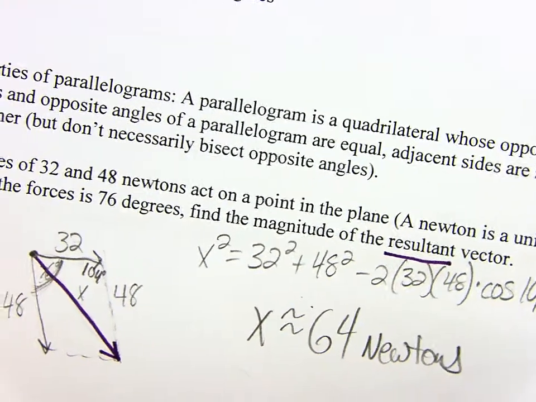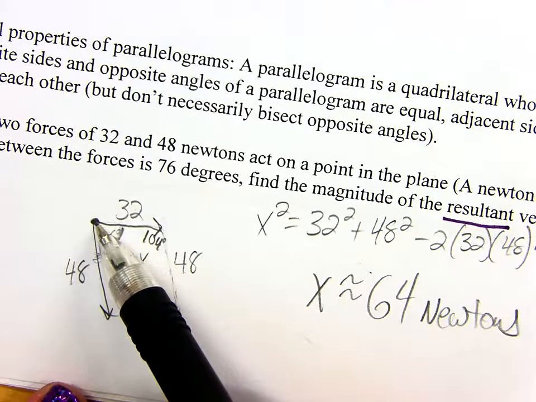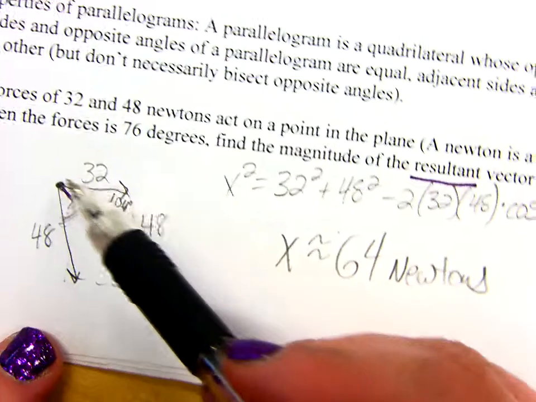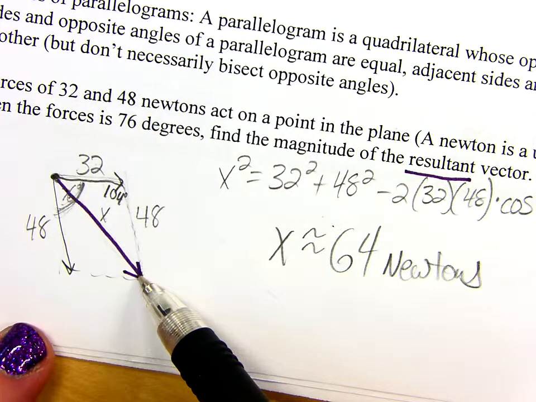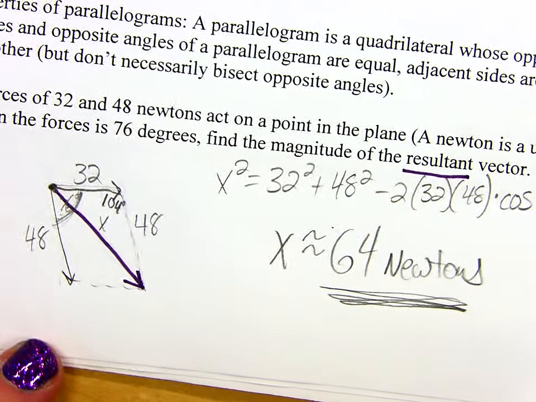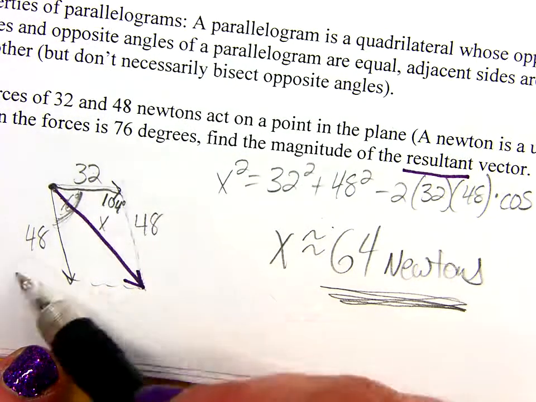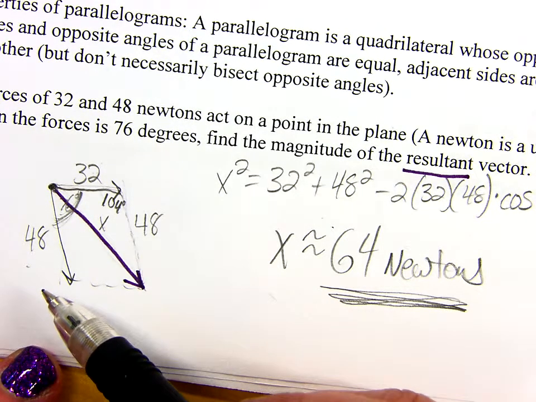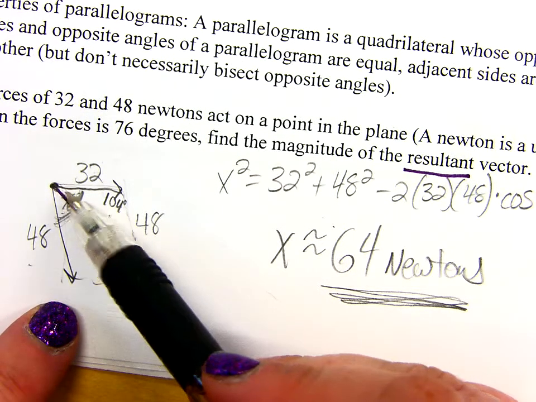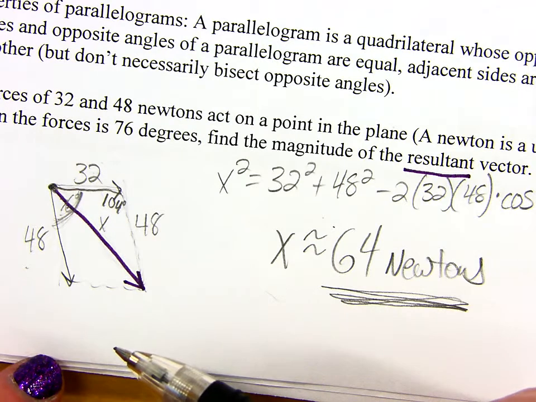So, ladies, gentlemen, one point in the plane gets acted upon with these two forces. It's going to end up going in this direction at a magnitude of 64 newtons. So, not quite equal to these two just straight added together. If I wanted to get the full force of both of them acting together, they'd have to go in the same direction.